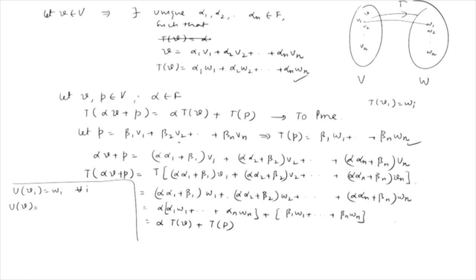So, what will be U of V then? U of V will be, by this expression, U of alpha 1 V 1 and so on up to alpha n V n, and this will be alpha 1 U of V 1 and so on up to alpha n U of V n, and this will be alpha 1 W 1 and so on up to alpha n W n. That means it is equal to T of V again from here. So since the expressions are the same, the transformation is unique. So we have shown that this is a linear map and the transformation is unique. Hence we have proved the theorem.